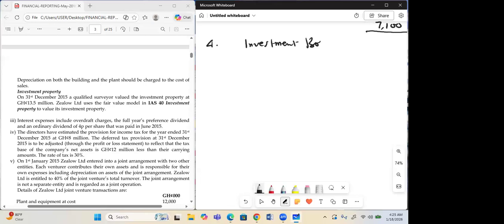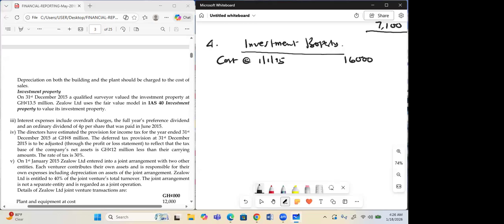Now, investment property in IAS 40, the fair value model, what does it say? It says that we should restate the asset from cost to fair value. No depreciation should be recognized. Is that not it? Yes. So go to the trial balance and give me the cost of the property as at the beginning of the year. 16,000. Yes, sir. So 16,000.